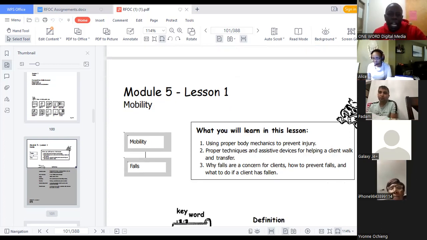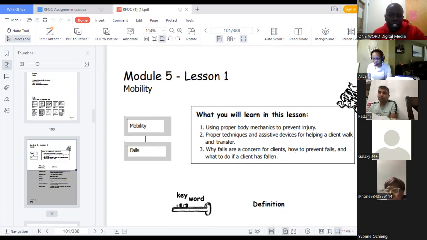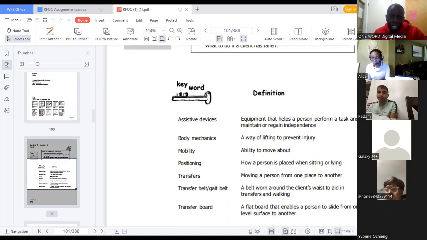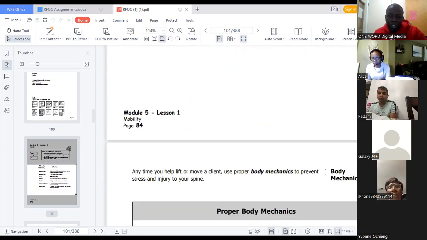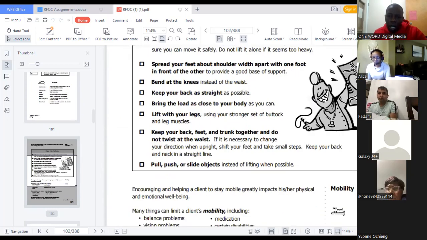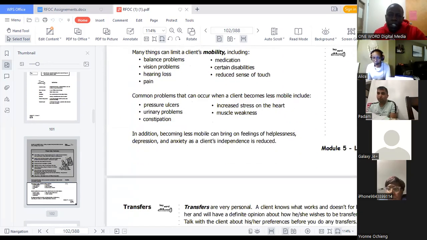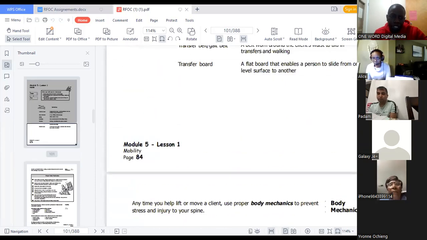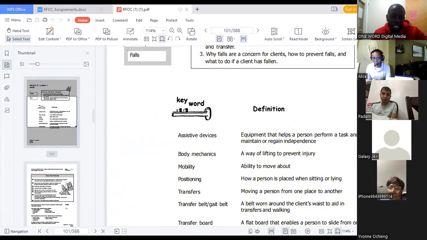So why falls are a concern for clients, and how to prevent falls, and what to do if a client has fallen. So let's first of all define the terms that are there. We are on page 85 of your book, the green book, page 85.